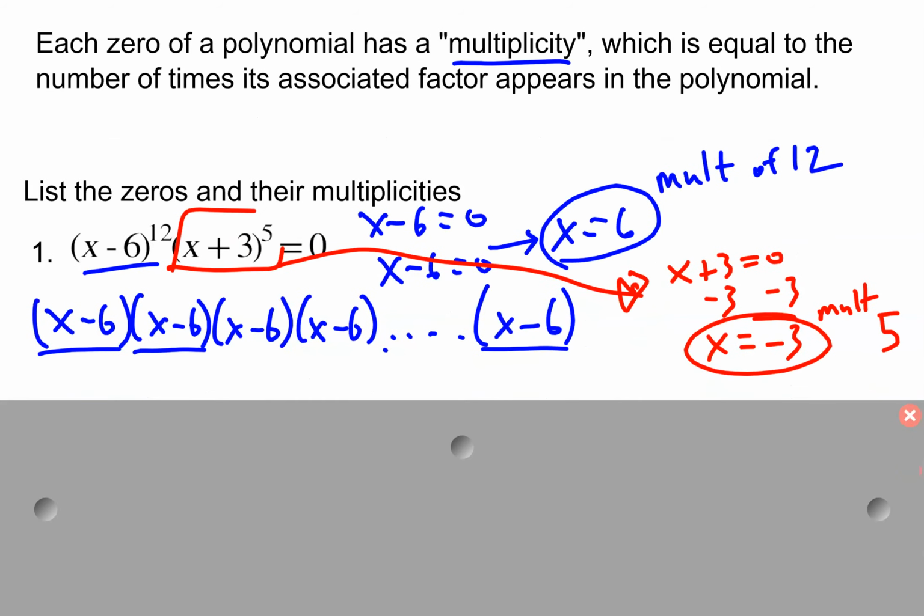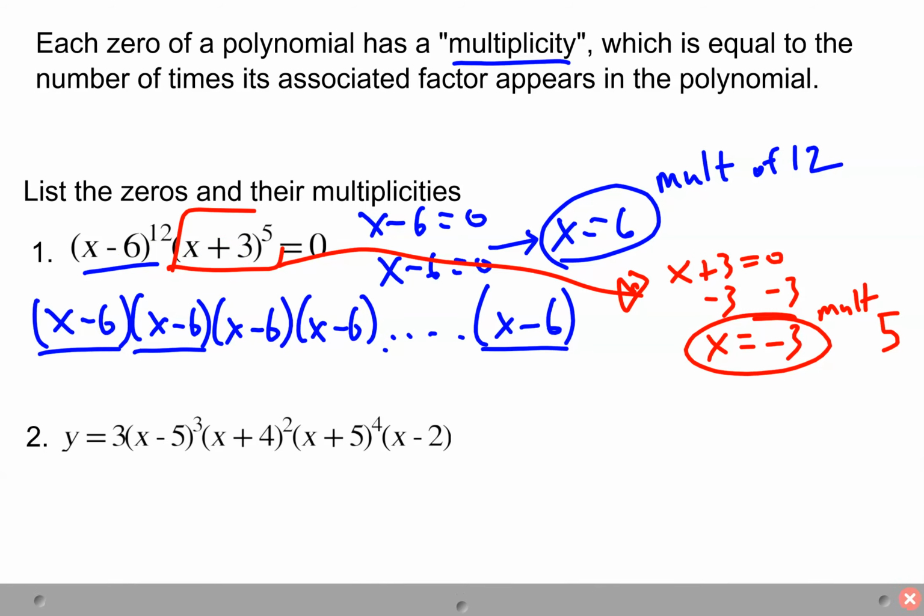Another way to say it is just that the multiplicity is the exponent that's attached to whichever factor you're talking about. Okay, so let's look at another example and make sure we understand this. So here we have tons of different factors. Okay, so let's look at this one at a time. First of all, there's a number out in front.